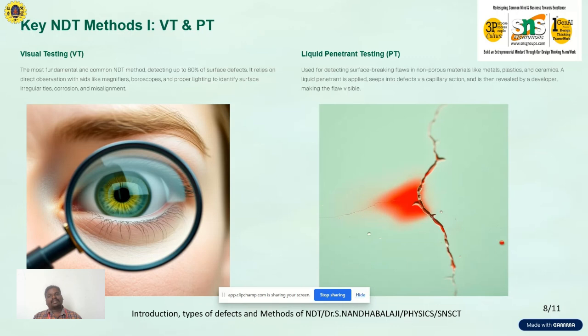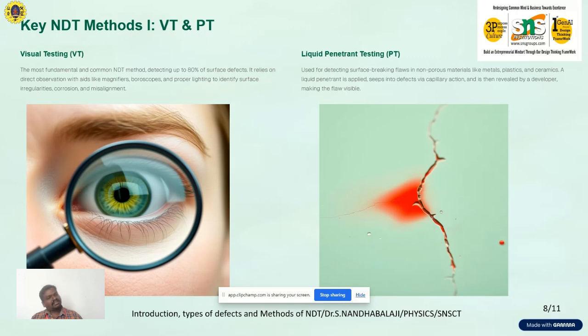Liquid penetrant testing is used for detecting surface-breaking flaws in non-porous materials like metals, plastics and ceramics. A liquid penetrant is applied, seeps into the defect via capillary action and is then revealed by a developer, making the flaw visible.